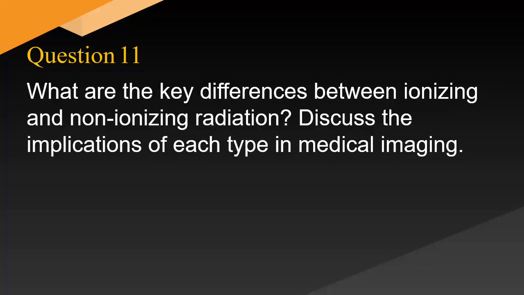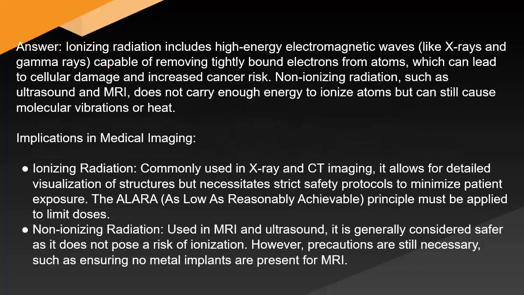What are the key differences between ionizing and non-ionizing radiation? Discuss the implications of each type in medical imaging. Answer: Ionizing radiation includes high-energy electromagnetic waves like X-rays and gamma rays, capable of removing tightly bound electrons from atoms, which can lead to cellular damage and increased cancer risk.